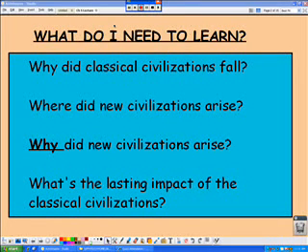But the hope is that by the time we're done with this chapter and this unit on the first five chapters, you will have some idea of why the classical civilizations fell. And when we say classical civilizations, who do we mean? China, India, Greece, and Rome. Civilizations that went beyond just the basic characteristics of civilization. So we want you to have some sense of why they fell.